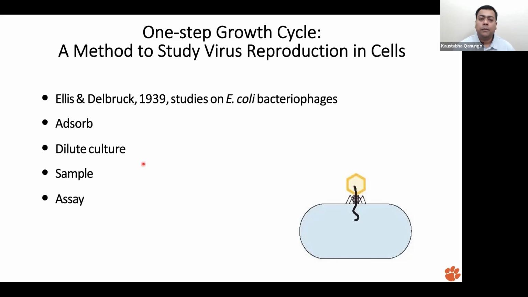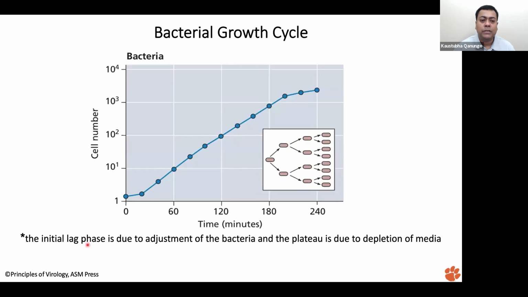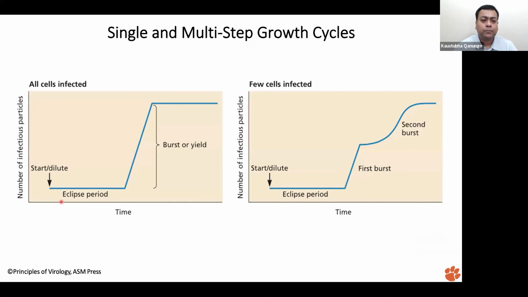And then after dilution, you take samples at different time points. That means from the diluted culture, you take samples every minute, like 5, 6, 7, 8, 9, 10, 11 minutes. And you assay how much bacteriophage you have in each sample.